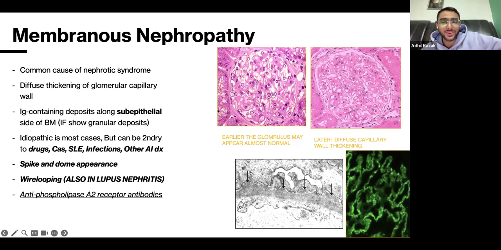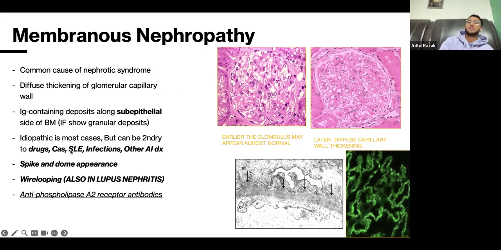Anyways, so membranous nephropathy, back at it again. It's a common cause of nephrotic syndrome. There's diffuse thickening of the glomerular capillary wall, and there are IgG-containing deposits along the subepithelial side of the basement membrane. This is the text you should be looking for if you're suspecting membranous nephropathy. In most cases, it is idiopathic, but it can be secondary to drugs, cancers, SLE, infections, and other autoimmune diagnoses.